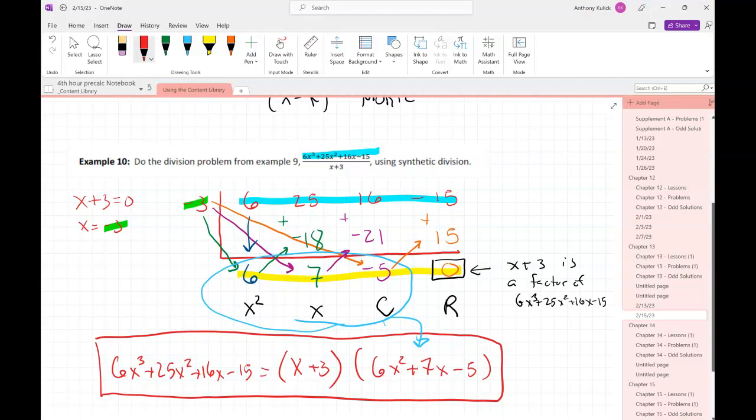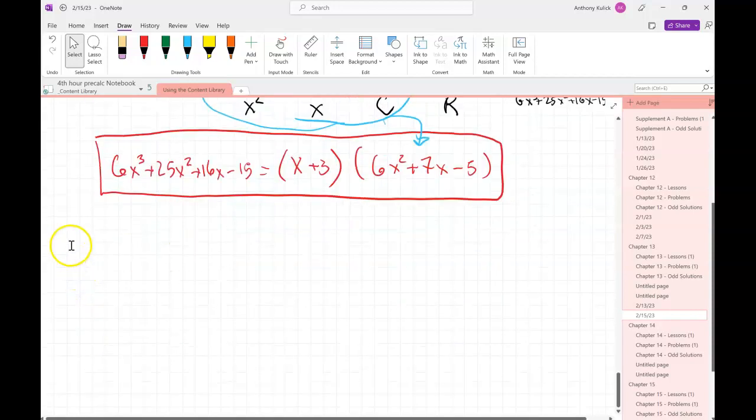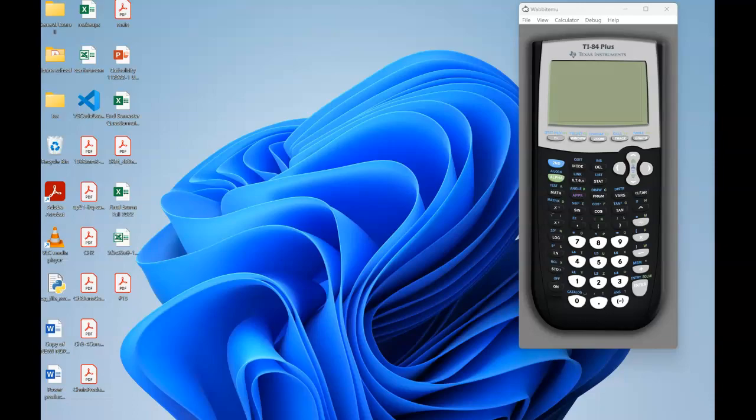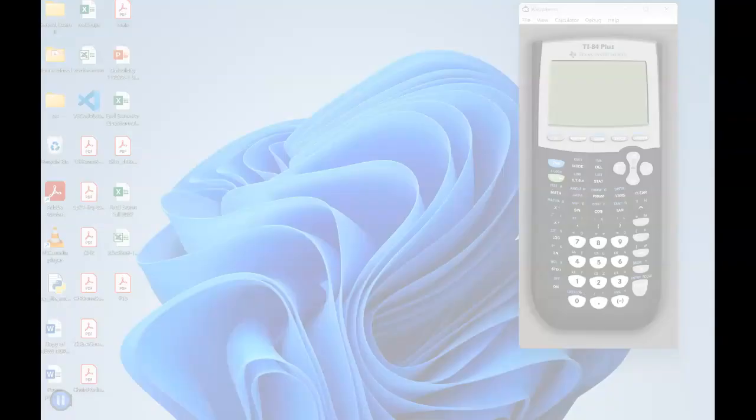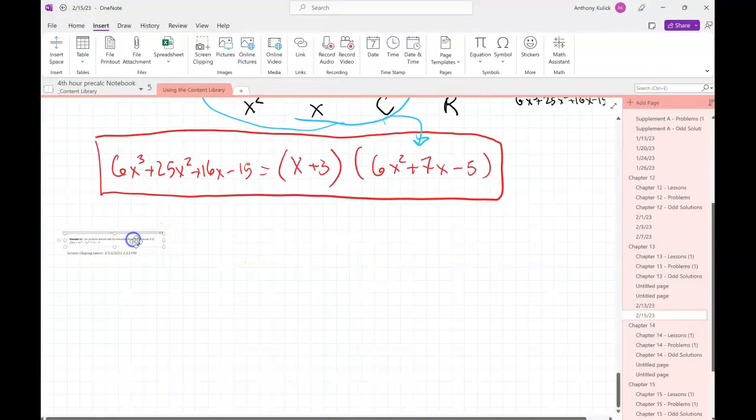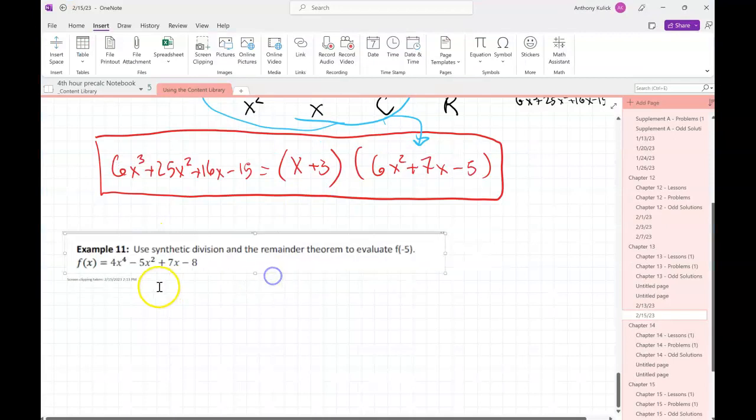What's the only downside of synthetic division? Doesn't work every time. Exactly right. All right. So how else can we use synthetic division then? Well, you could use it to do something like this.